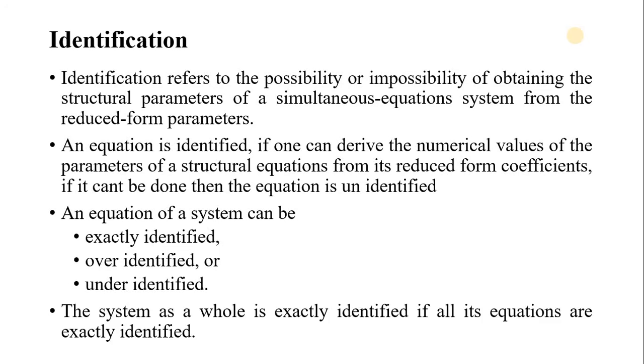Suppose in a system of equations there are three equations. If all the equations are identified, then we can say that the system as a whole is identified. So what is identification? Identification is nothing but checking the possibility or impossibility of obtaining the structural parameters from the reduced form parameters. If it can be done, then the equation is identified. If we cannot do that, then it is not identified.